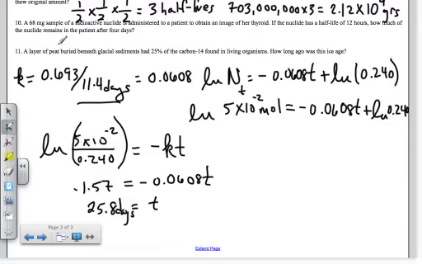Number 10. A 68 milligram sample is administered to a patient to obtain an image of her thyroid. Half-life is 12 hours. How much remains after 4 days? Okay. Well, 4 days is 96 hours. 4 times 24 equals 96 hours. Got to compare, if the half-life's in hours, I need to know the length of time in the same unit. That's 8 half-lives. So this is kind of how we do it without using the equation.